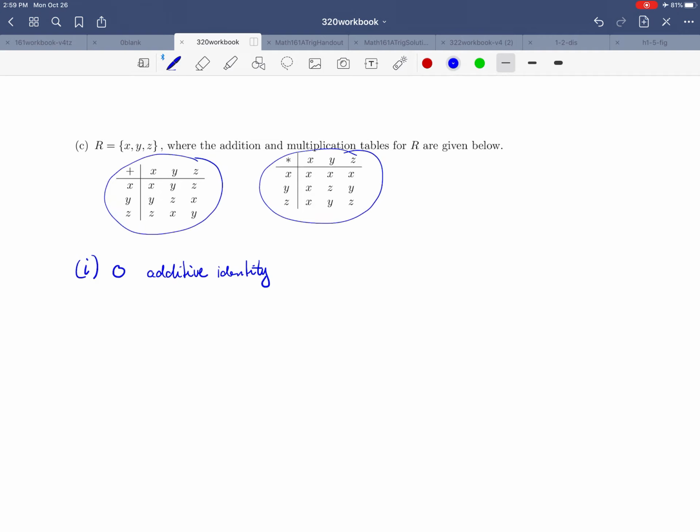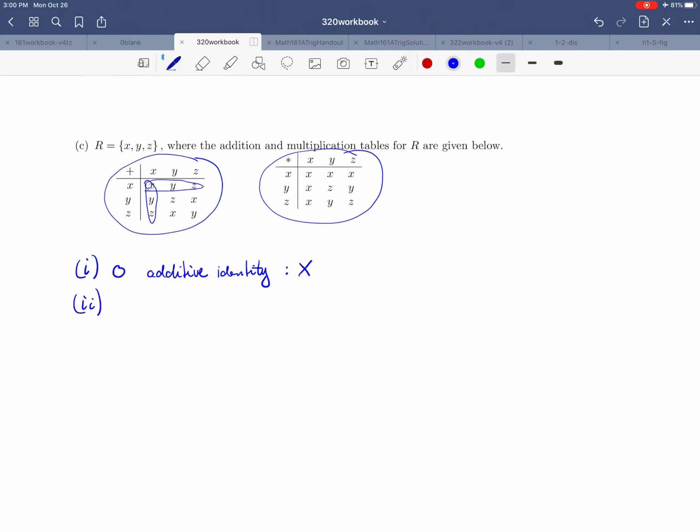So let's look at our addition table and see which of the elements x, y, and z is the identity. So it's something that if we add it to x, we get x back. If we add it to y, we get y back. And if we add it to z, we get z back. And we can see that that is happening in the first row or in the first column. So x looks like our additive identity.